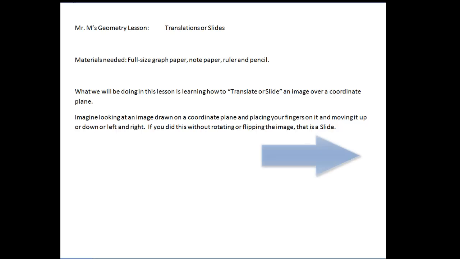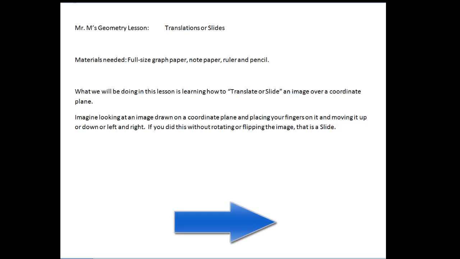What we'll be doing in this lesson is learning how to translate or slide an image over a coordinate plane. Imagine looking at an image drawn on a coordinate plane and placing your fingers on it and moving it up or down or left and right. If you did this without rotating or flipping the image, that is a slide.